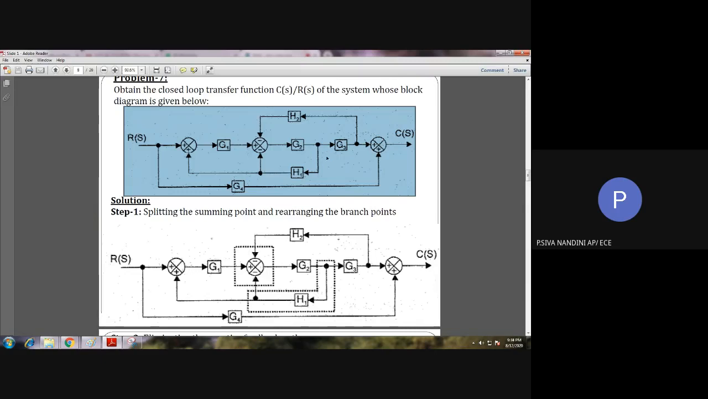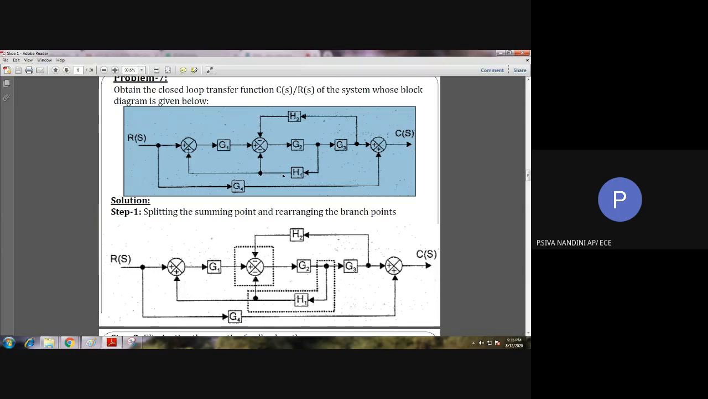So what can we do? We can split this summing point. So before splitting the summing point, you see here, H1 is fed to the summing point as well as to the first summing point and second summing point. H1 is fed.